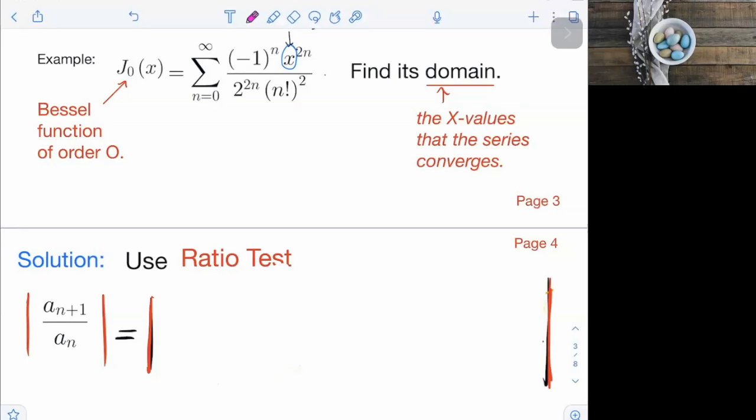So you don't need to worry about that. Okay? And what we do is we distribute this. So it is x to the 2n plus 2. That's good. And then 2 to the 2n plus 2, and then we distribute this, and x to the 2n plus 2. Right? And then this is (n plus 1 factorial) squared times 2 to the 2n (n factorial) squared, and then x to the 2n.